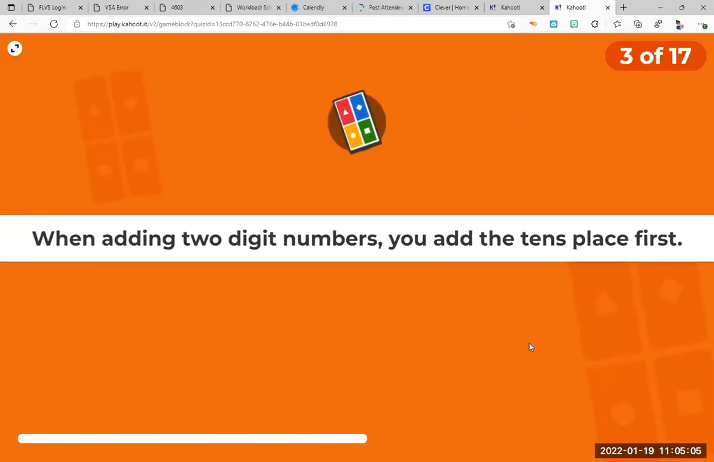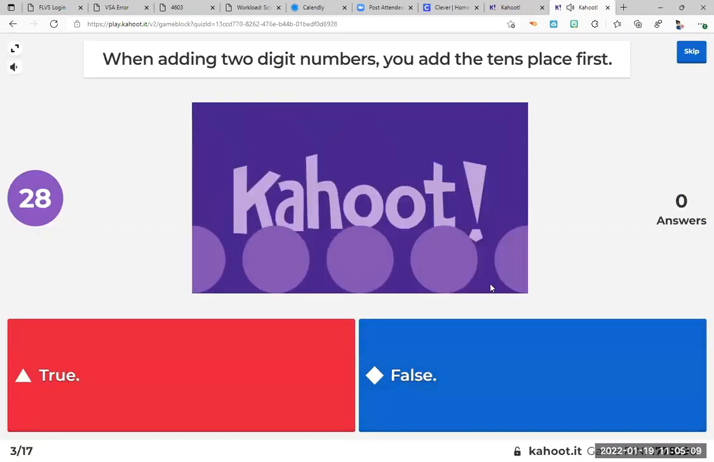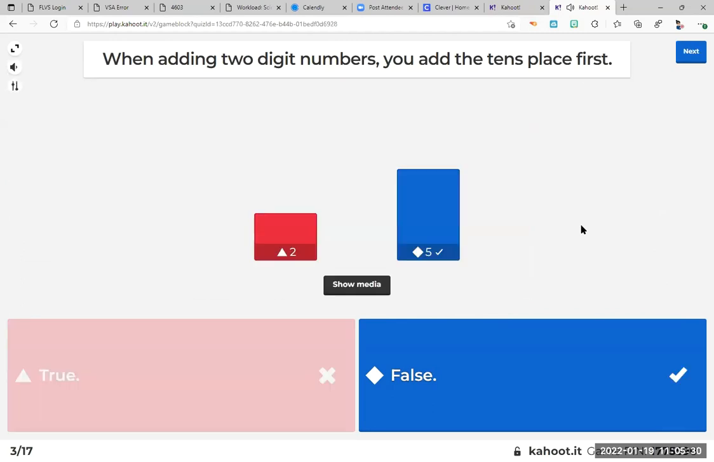It's okay if you didn't get it. Totally fine. We're just learning this. When adding 2-digit numbers, you add tens first. True or false? When adding 2-digit numbers, you always add the tens place first. True or false? I need a sip of coffee for this one.